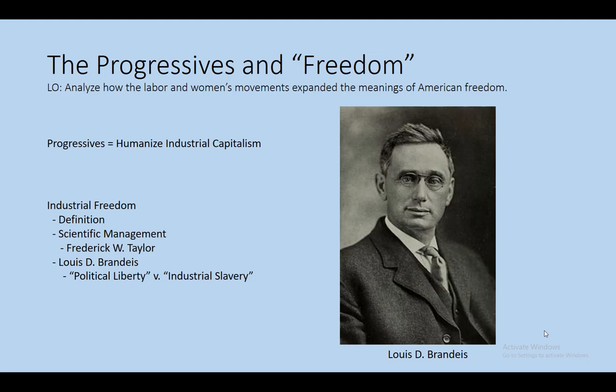And so that's the kind of stuff that the progressives are up against, and why this question of industrial freedom and industrial democracy are going to occupy the center stage of political discussion during this time period. Louis D. Brandeis, who later became a Supreme Court justice, talked a lot about this. Brandeis famously believed that unions embodied the essential principle of freedom, in other words, the right of people to govern themselves. And he would famously juxtapose political liberty versus industrial slavery in society.